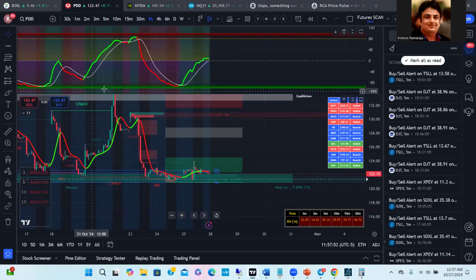So all we need to do is identify which stocks are close to a bottom, which stocks there is a big buy order block.